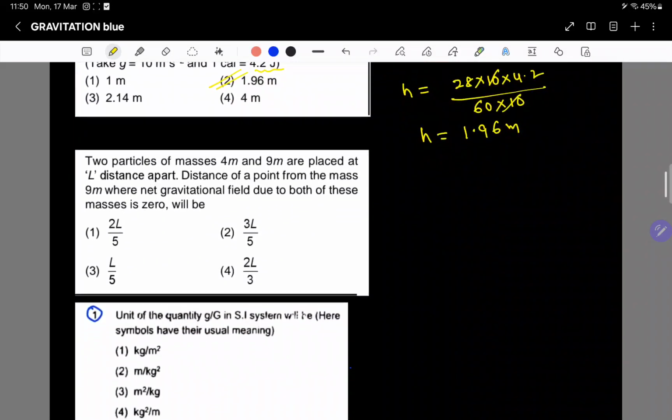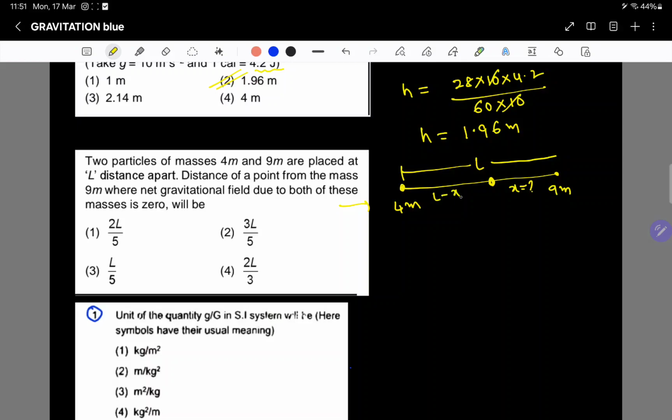Next question. Two particles of masses 4m and 9m are placed at distance L. Find the distance of the point from mass 9m where the net gravitational field due to both these masses is 0. Null point concept, students. Here is the 4m mass, here is the 9m mass. These two are separated by distance L, given. So at what distance from the 9m particle? Let us consider this as x, students. The remaining distance, you know, is L minus x.